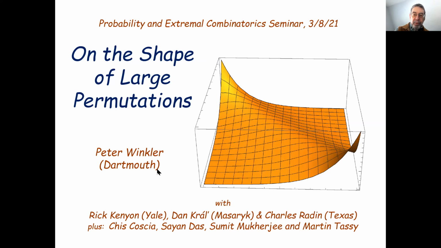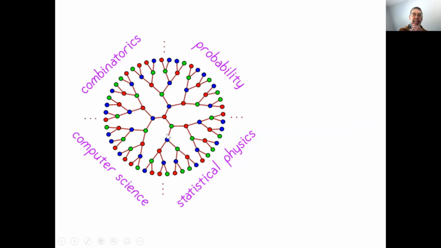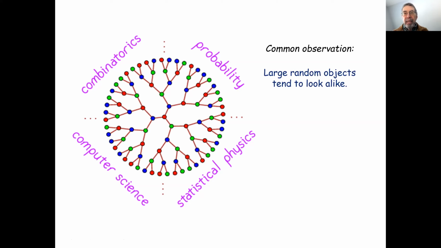Okay, so this little picture shows you where I see myself sitting in the world with interests in combinatorics and probability and the theory of computing and statistical physics. And in these fields, a common observation, something that's often been made in the seminar series certainly, is that large random objects tend to look alike, right? I mean, we almost take this for granted now.